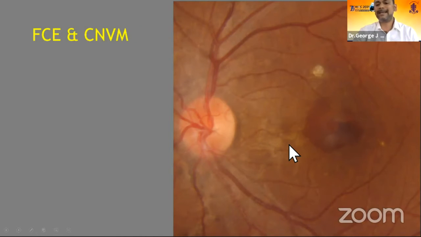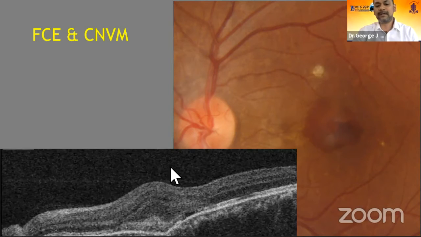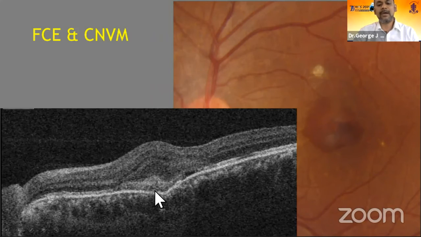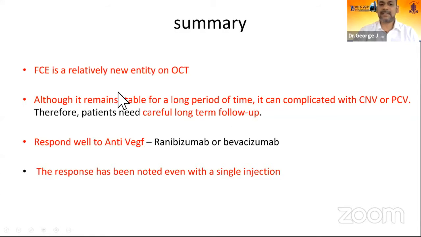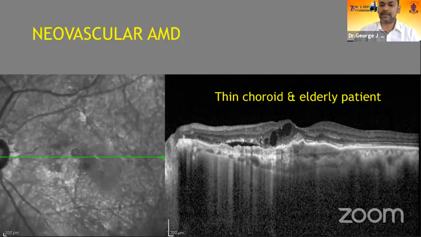So here is a typical young patient with subretinal hemorrhage at the macula, but his OCT reveals that a type 2 CNVM overlies a focal choroidal excavation. But the relevance is that this new entity is usually stable for a long period of time, but it could be associated with CNV or PCV. So careful long-term follow-up is very important, and it responds very well to anti-VEGF. Maybe 1 or 2 injections may suffice for the treatment.